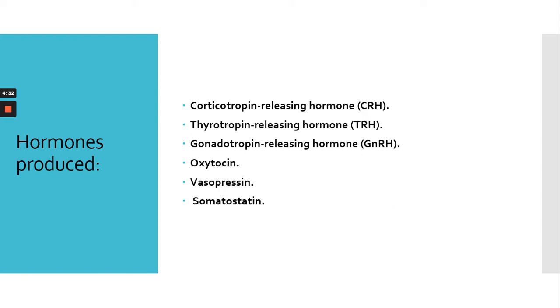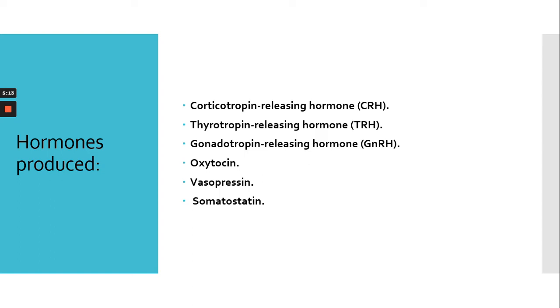The next is TRH, thyrotropin releasing hormone. It stimulates the pituitary gland to produce the thyroid stimulating hormone, which goes to the thyroid gland. The next is the gonadotropin releasing hormone, which causes the pituitary gland to produce important reproductive hormones like FSH and LH. This hormone controls many sexual and emotional behaviors, and also maternal behavior. This hormone is very important in the process of childbirth and lactation.